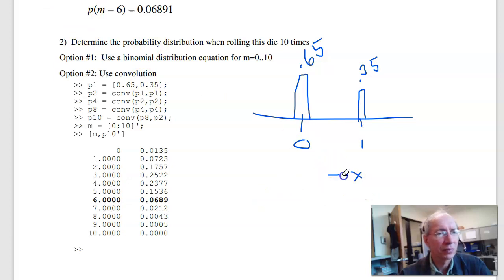Let's try this again. So in terms of z transforms, this would be 0.65 plus 0.35 over z. That's the z transform.